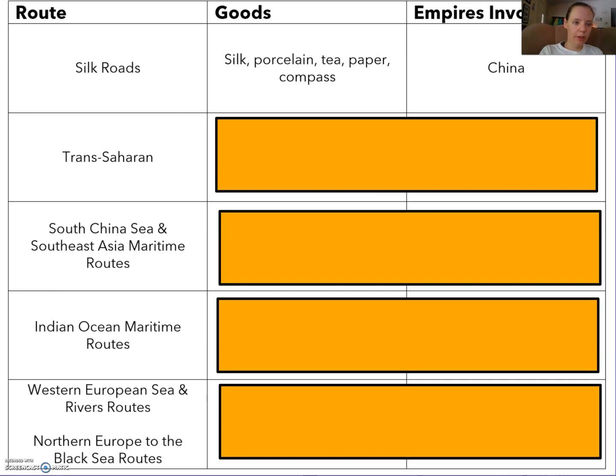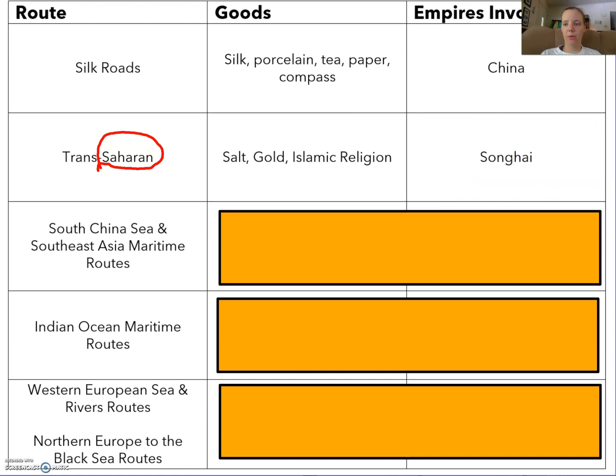All right, the next one on our list is the Trans-Saharan. If you see there that it says Sahara, right, the Trans-Saharan is in Africa. It's going to cross Africa. And the commodities that are moving are salt and gold predominantly, as well as the Islamic religion, the faith that the merchants are going to bring with them back and forth. It helps spread the Islamic faith through Northern Europe and into Northern Africa and into Western Africa from the Middle East.